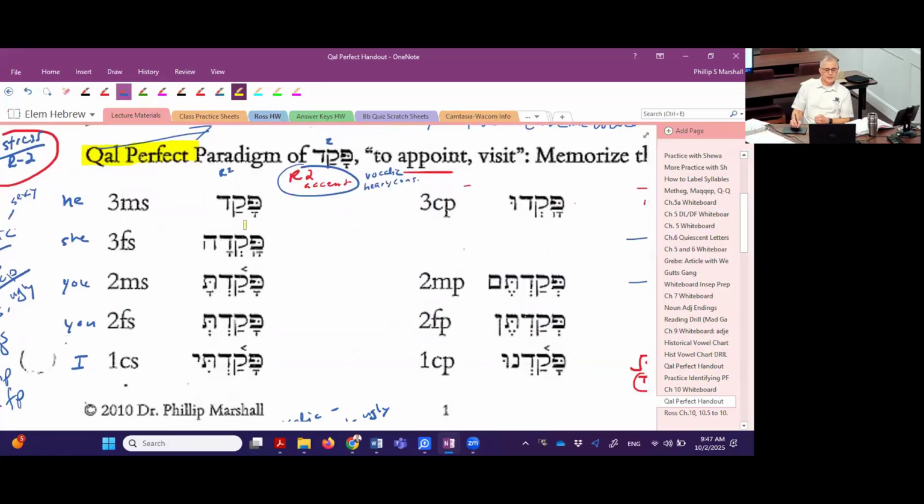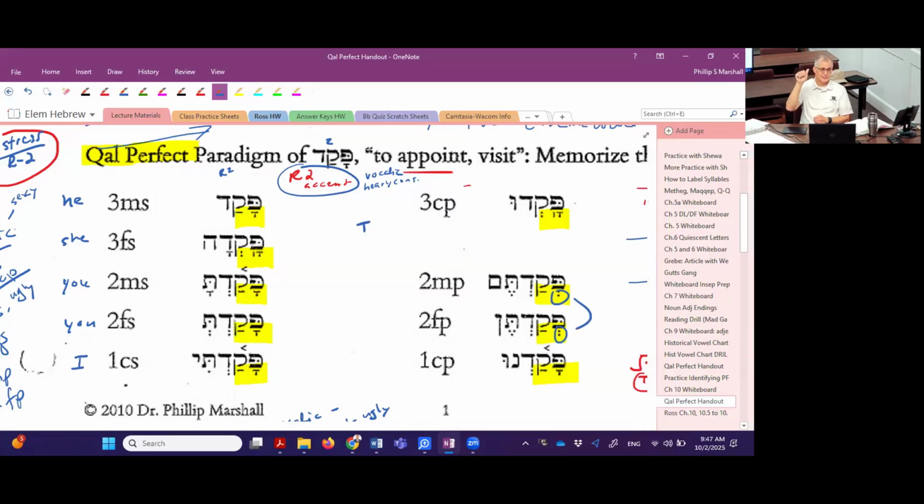Okay? But the CalPerfect, in this paradigm here, we're learning what are the vowels that go with the first 2 root letters. And they're pretty consistent, right? What do I usually want root 1 to have? The first consonant? Root 1 usually gets a commence. What is the variant? In 2 places instead of a commence, I get what? Vocal shava. A vocal shava. Okay, that's in the 2MP and 2FP. Okay, so what do I want to be there?